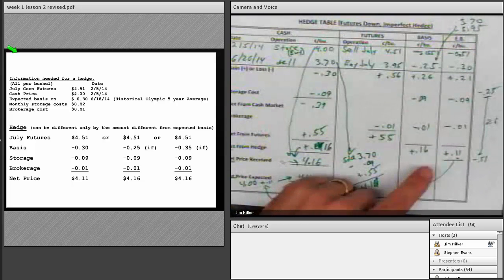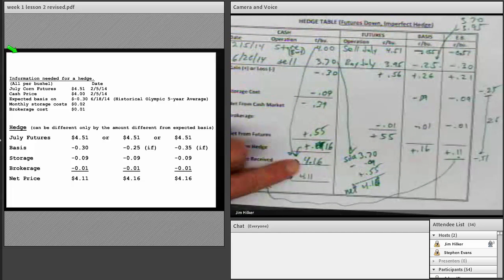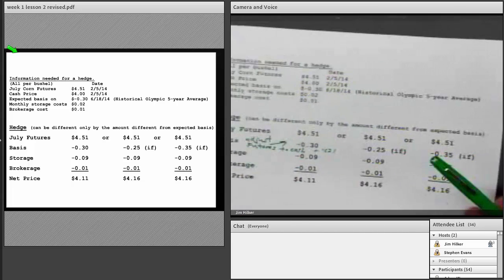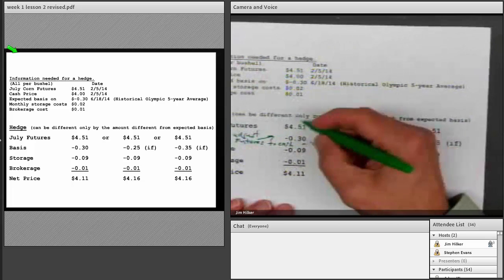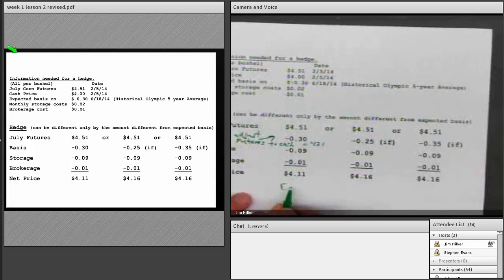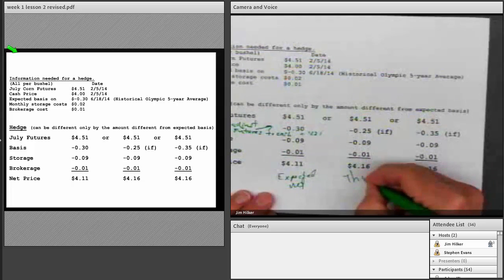This is a 5 cent difference. We take this 35 cents off, so here the market adjusted to 426. Here the market adjusted, and let's say this was our expected hedge. But the bottom line is this is 411. You take 5 cents off 411 and you're at 406.